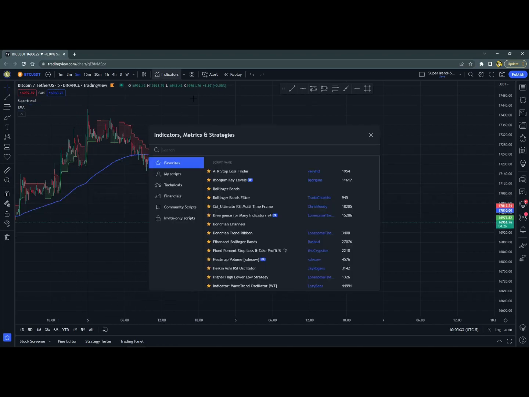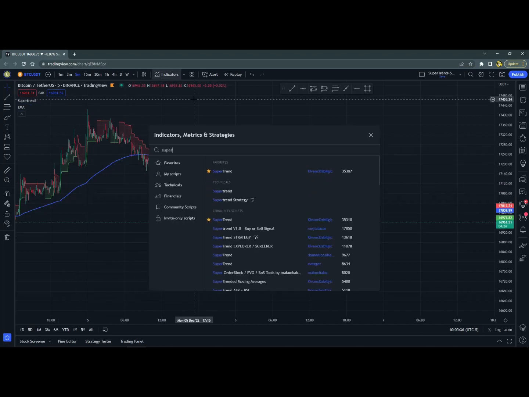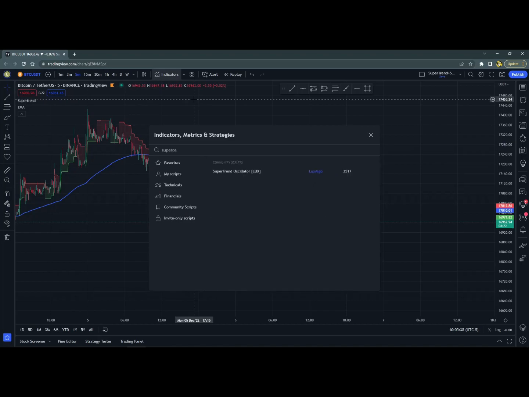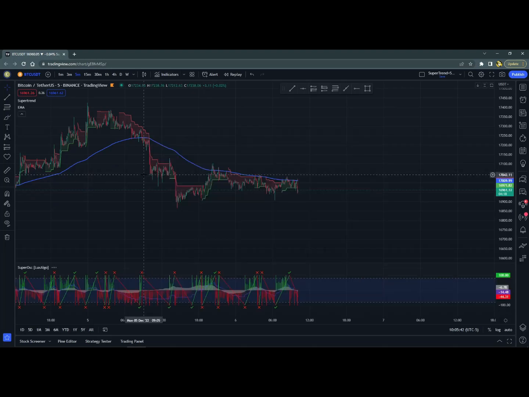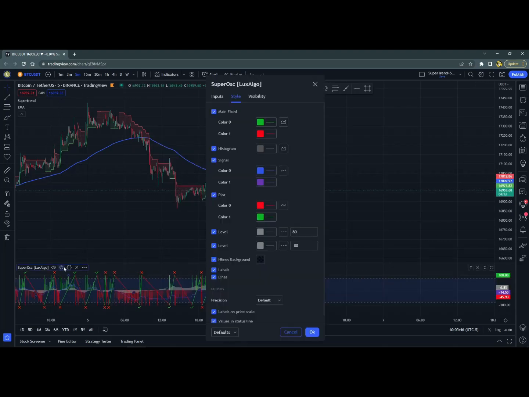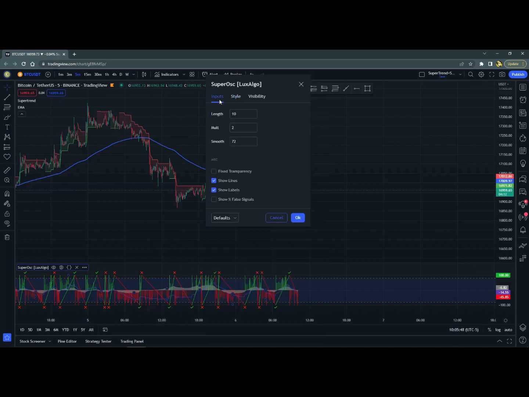And then the last indicator is the Lux Algo one, which I really like, which is the SuperTrend oscillator from Lux Algo right here. And this is going to be where we get all of our signals and indicators from. So we're going to make sure we change our inputs to the length being 6, multiplier 3, and keep that smoothing average there.